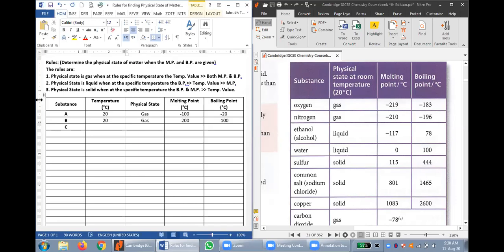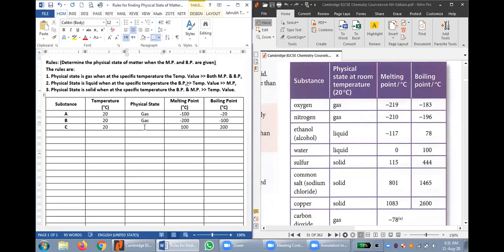Adan, let's start with you. The temperature again is 20 degrees, but the melting point this time is 100 degrees, while the boiling point this time is 200 degrees centigrade. What would be the physical state? Liquid.